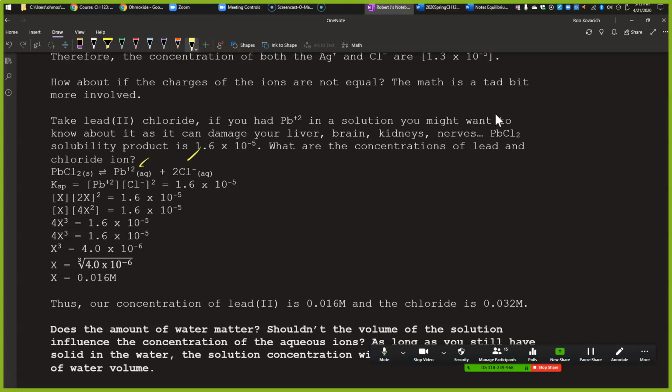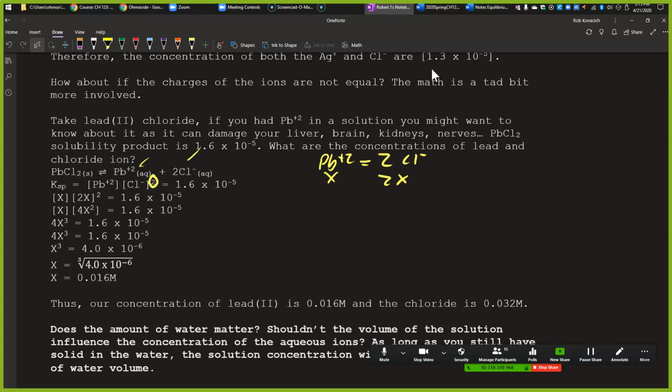Not a lot more difficult, but you have to think about that my expression has a square right here, right? But I do know that for every lead that I'm going to get off of this, I'm going to end up having 2 chlorides, right? So then I could call this X and I could call this 2X. We okay with that? This is when you're really using Math 111 stuff.